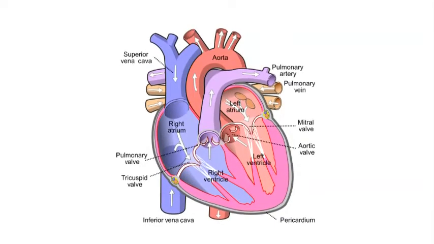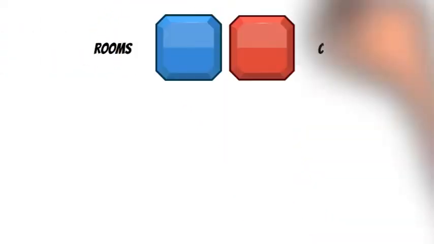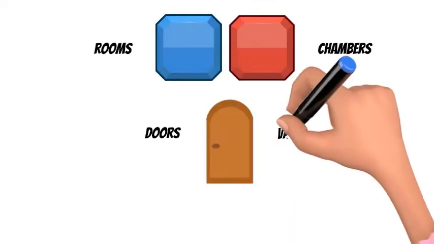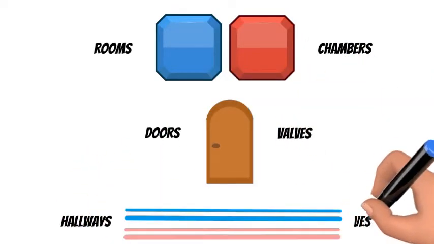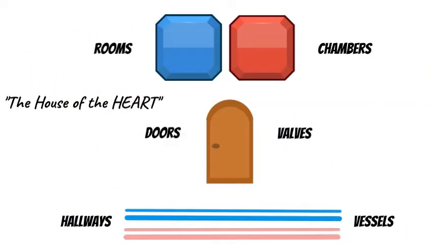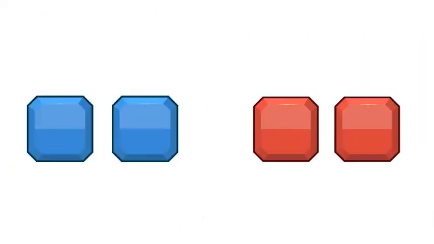But again, you think to yourself that this picture of the heart is so confusing. So, what if we laid out all the parts of the heart in a line to make it easier? I like to call this rooms, doors, and hallways, or the house of the heart. So first we have our rooms, or chambers. This is your right atrium, your right ventricle, your left atrium, and your left ventricle.